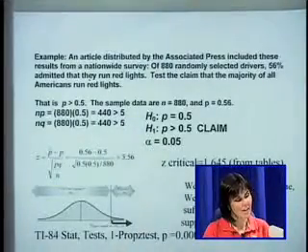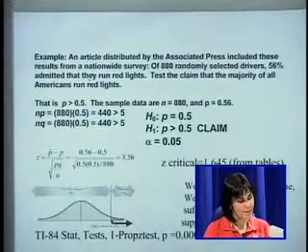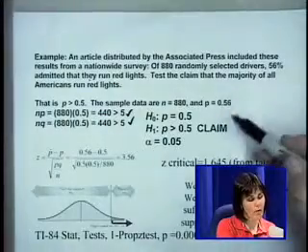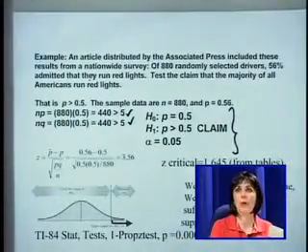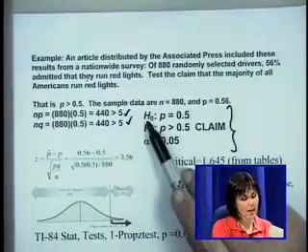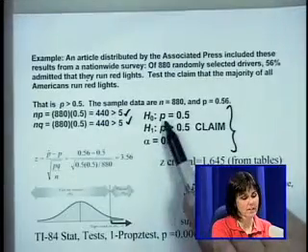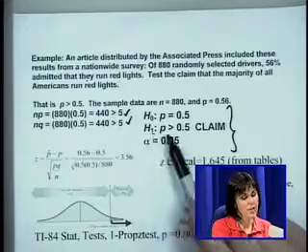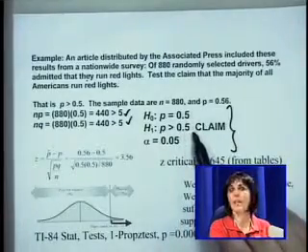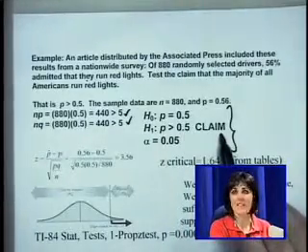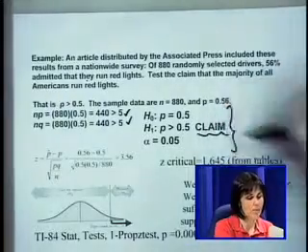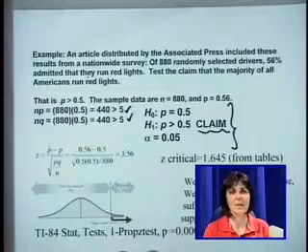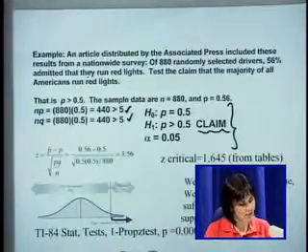So one thing that you need to understand is that if this is correct, I can go and set up my claim and my hypothesis, which is given in here. H null, which is my null hypothesis: p equals 0.5, 50%. In H1, p is greater than 0.5. And this is what we set as a claim because it says the majority of all Americans run red lights. That means more than 50%.